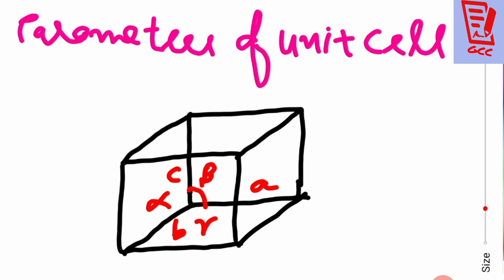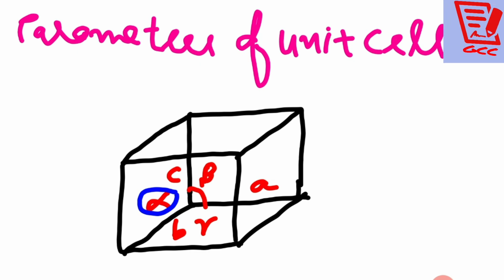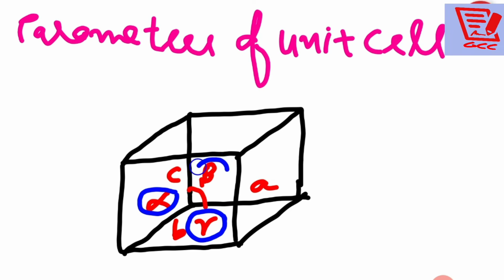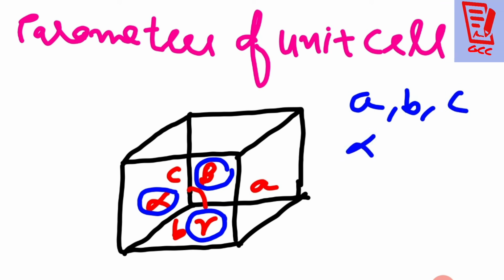Are you getting my point? What have I done there? See, this is the angle alpha, this is the angle gamma, and this is the angle beta. Now you can understand what we have written there. Let it be A. I will tell you the way to learn this: A, B, C, then we have written alpha, beta and gamma.